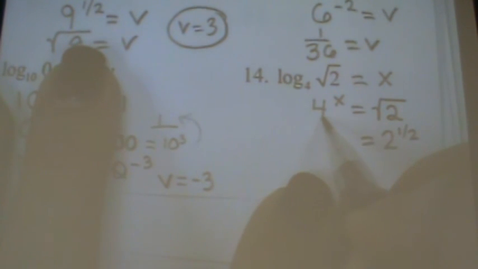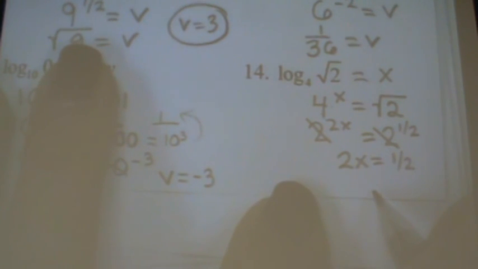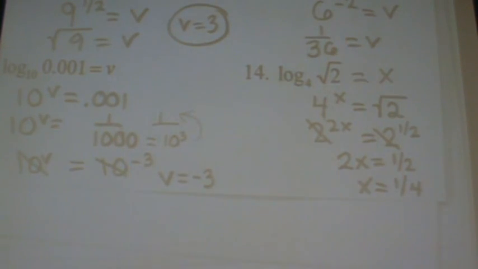Can I make this as a 2? I can make this 2 squared, and then it's x. 2 to the 2x power is really 4 to the x power. These two x's cross out, that's that 1-to-1 rule. So you have 2x equals 1/2. What's my answer? Anyone know? 1/4. Divide by 2, or multiply by 1/2.